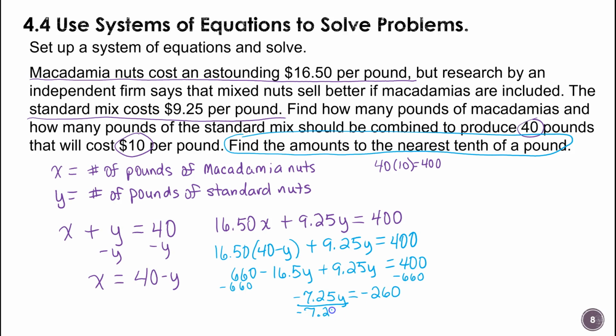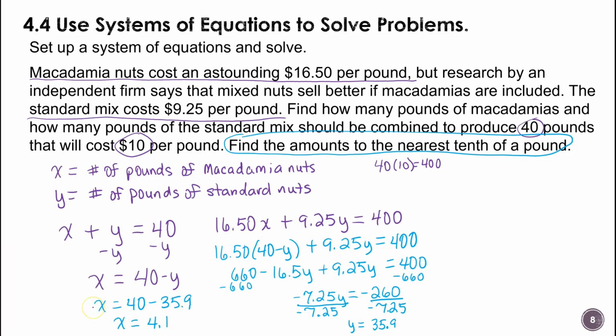So when we divide, we're not going to get an exact number. So Y is, I might be able to write it below that. Remember, Y is the number of the standard kind of nuts, not just plain macadamia. And this rounds to 35.9 pounds. And then to find the macadamia nuts, we're going to use this equation right here. X equals 40 minus 35.9. So X happens to be 4.1.